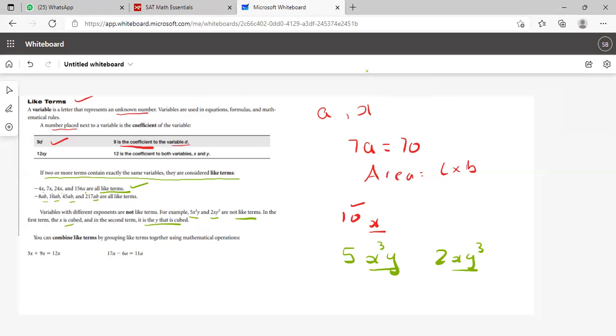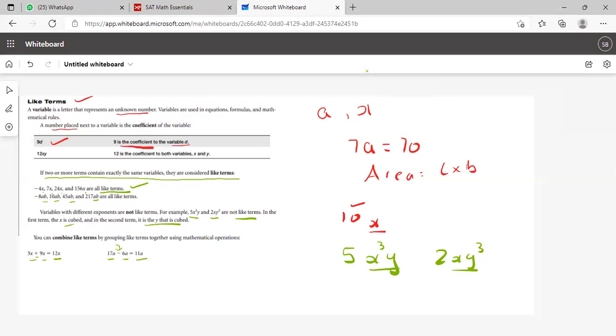You can combine like terms by grouping like terms together using mathematical operations. Very easy. 3x and 9x, these two are like terms. We can add them. The answer is 12x. 17a minus 6a, these two are again like terms, but we have to subtract them because this is the mathematical operation. So the answer is 11a, right?